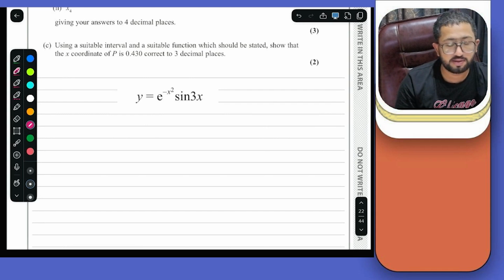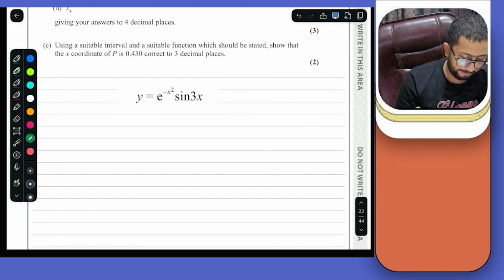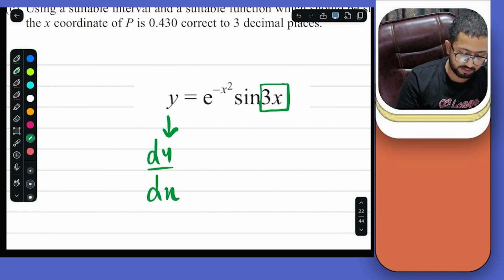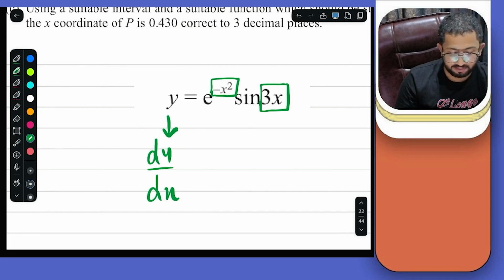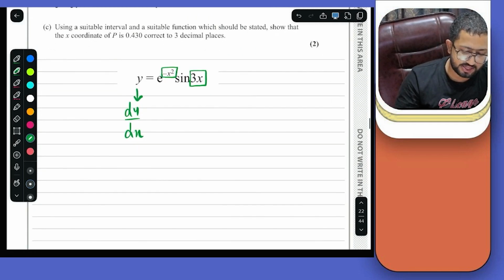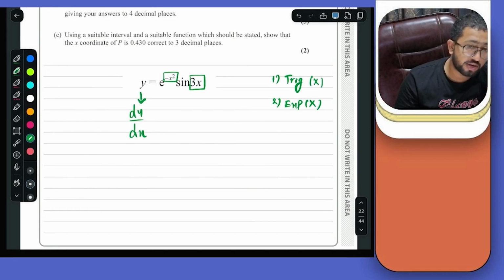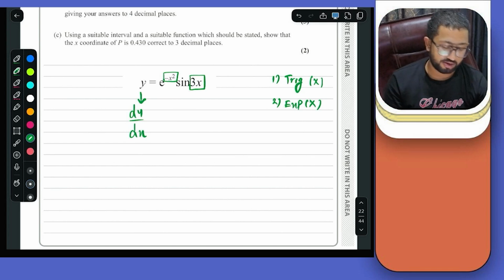So let's take dy over dx. There are two operators, a trigonometric and an exponential operator, and both are related. You have to apply the product rule because the box of sine will be 3x and the box of e will be minus x squared. Neither is completely inside the box of the other operator, so with both, you apply the product rule. Let's apply the product rule.